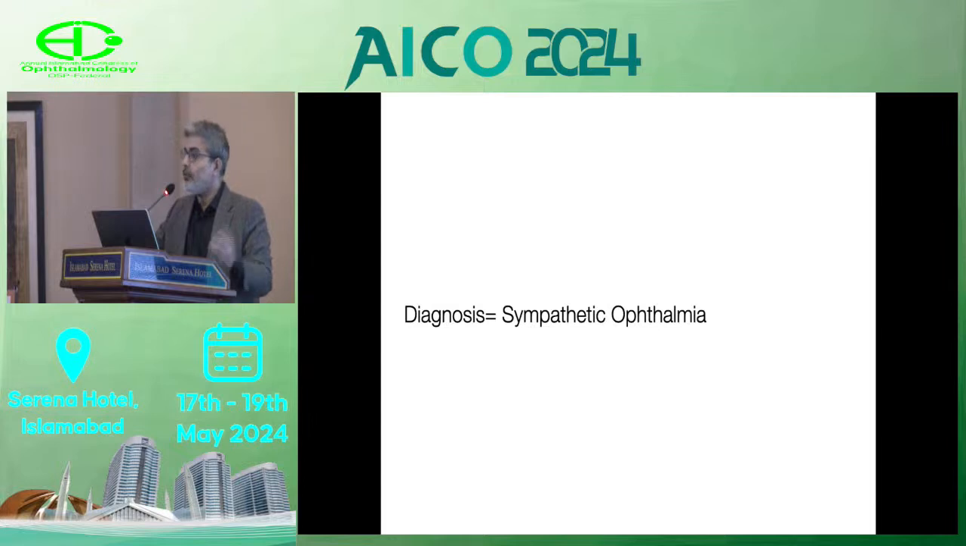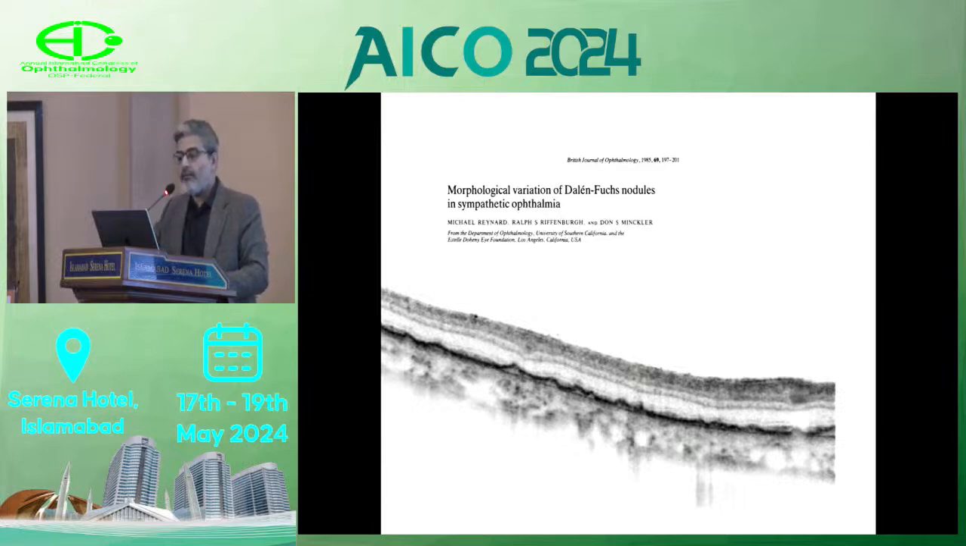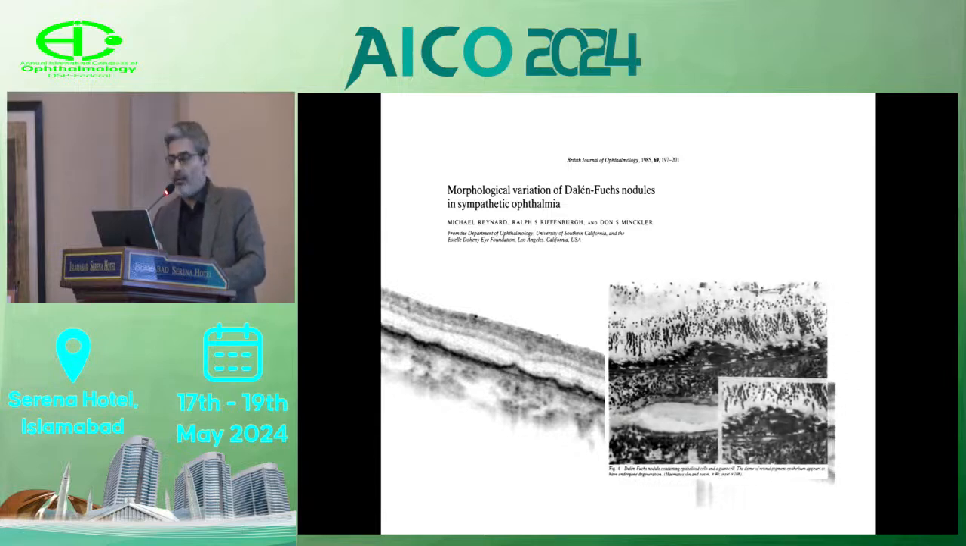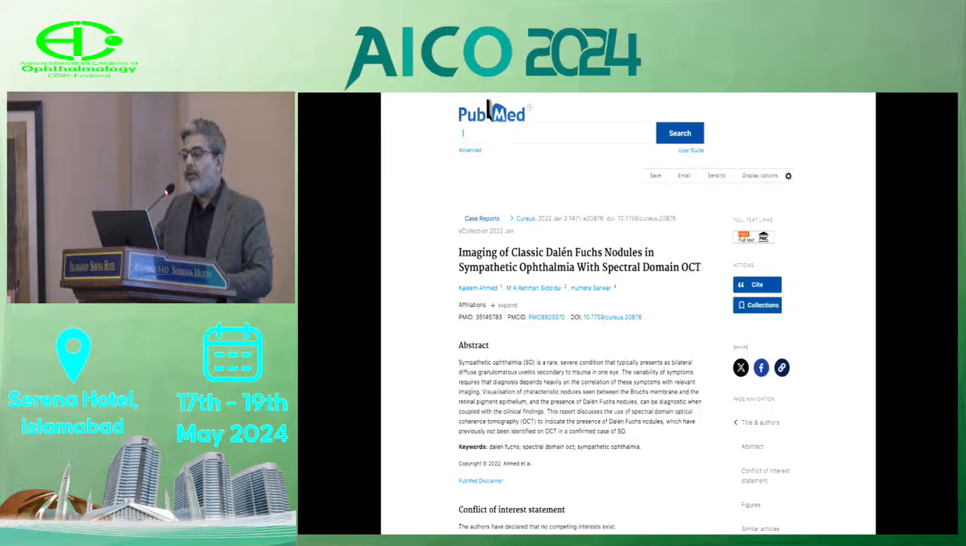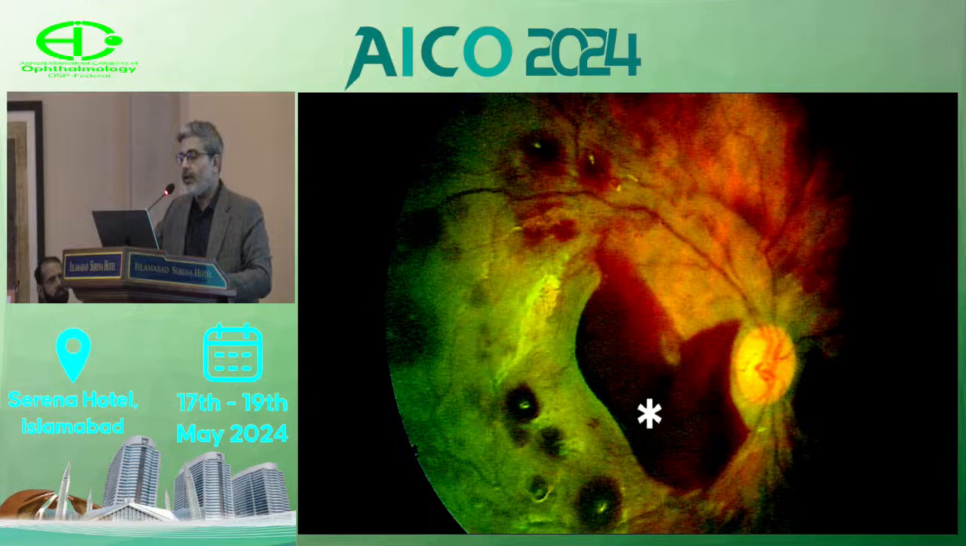So it's sympathetic ophthalmia. You really have to think about these things when you're dealing with trauma. And if you look at the histopathology of Dalen-Fuchs nodules, you can see that these nodules are actually very similar. You see here, this is the RPE that is raised, and this is Bruch's membrane, these are the accumulations. And you see that it's very similar. We have published this case as well. Obviously you need to do immunosuppression, and we can have a long discussion about the role of enucleation of the other eye when the second eye presents with sympathetic ophthalmia.